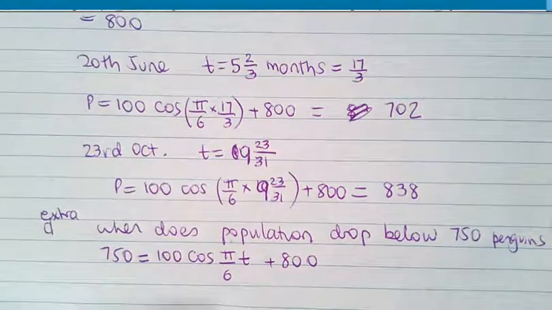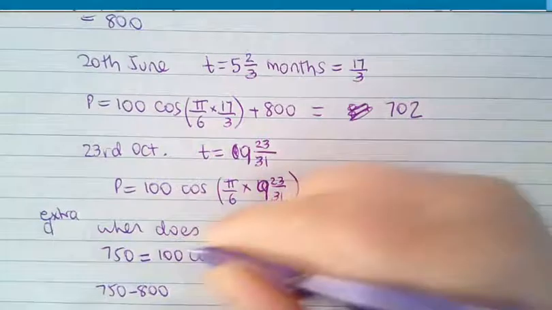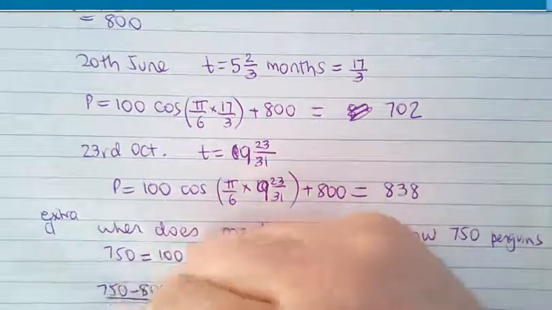So, what are you going to do first? You're going to subtract 800. Can we do it in one step? Subtract the 800 and then divide by what? 100.